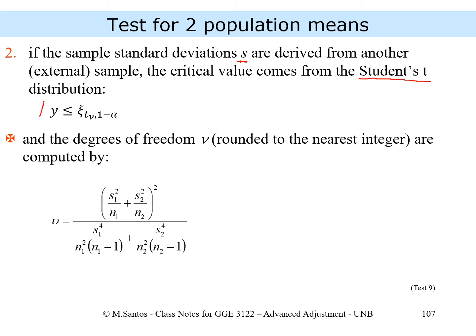So here now is the test. Again, the statistic y less than or equal to the threshold value that will be determined from the student t distribution with new degrees of freedom and 1 minus alpha confidence level. The degrees of freedom will be computed by this expression here, which is a combination of sample variances and the number of observations.